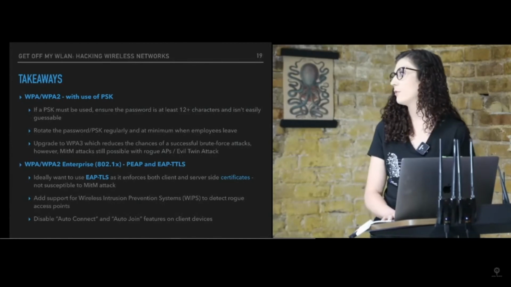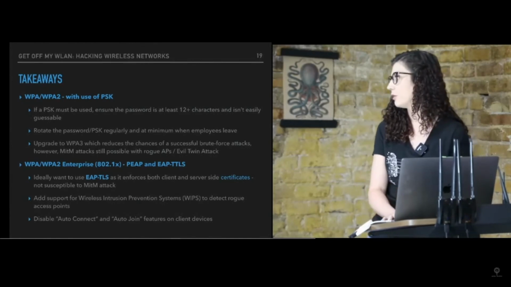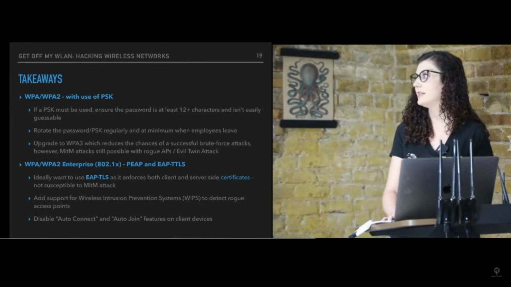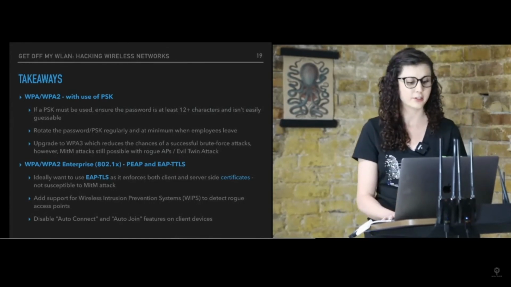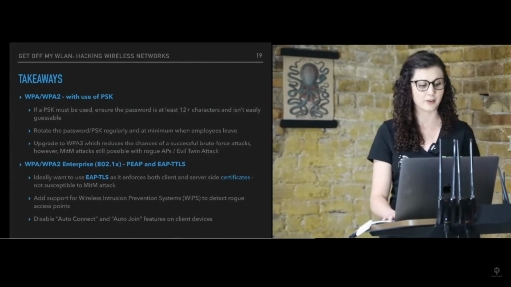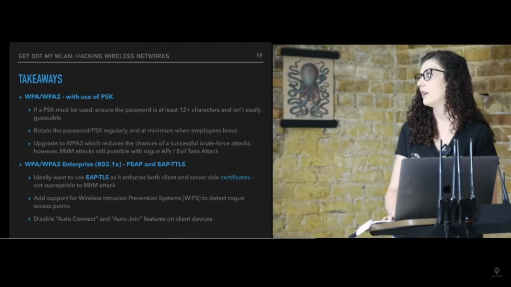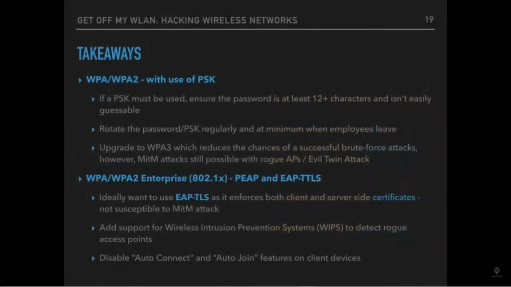You can also add support for wireless intrusion prevention systems to help detect rogue access points if EAP-TLS is just too hard for your organization or just too much configuration to roll out yourself. And then another recommendation is to disable those auto connect and auto join features on client devices, as those devices are all the time just looking for networks that are already known or trusted. So if an attacker is setting up a Starbucks network or something else like that, probably a lot of people have connected to before, your device can connect to these rogue access points without even knowing it, or the user won't know it on their side.